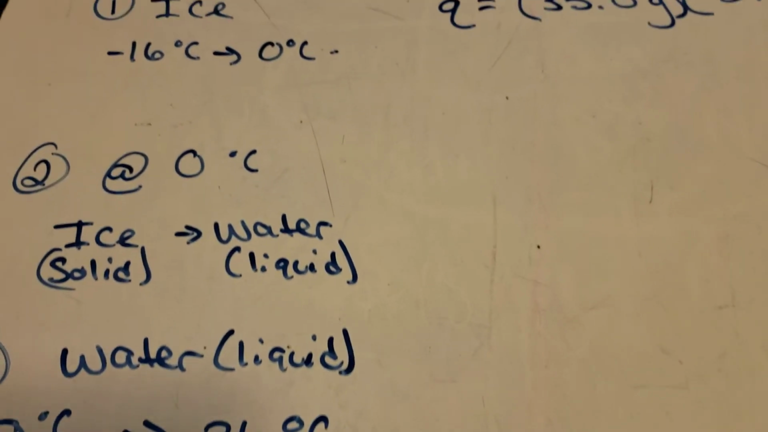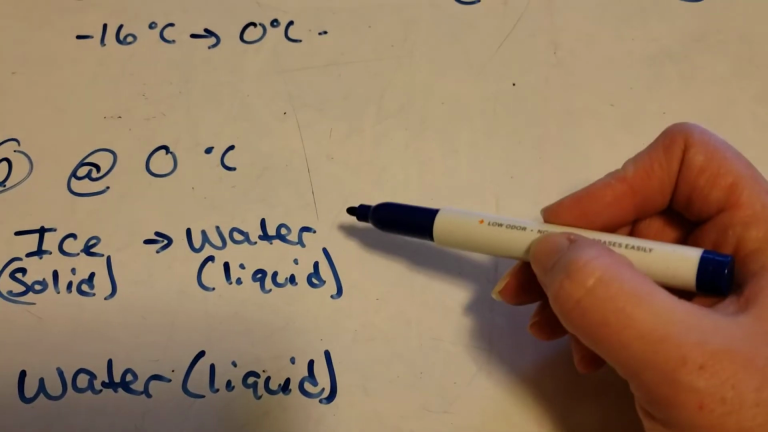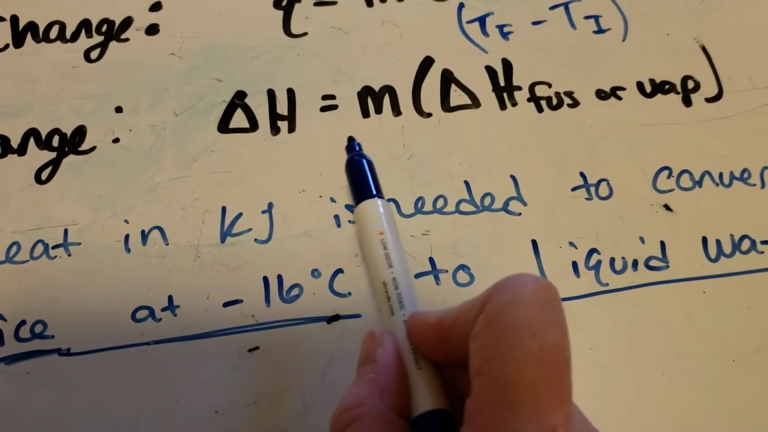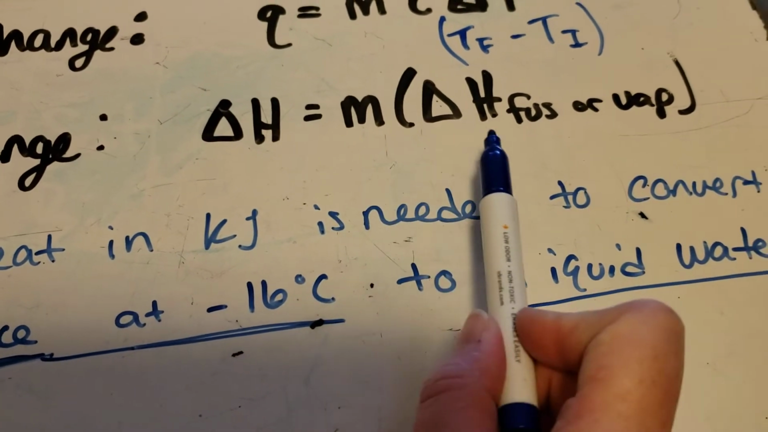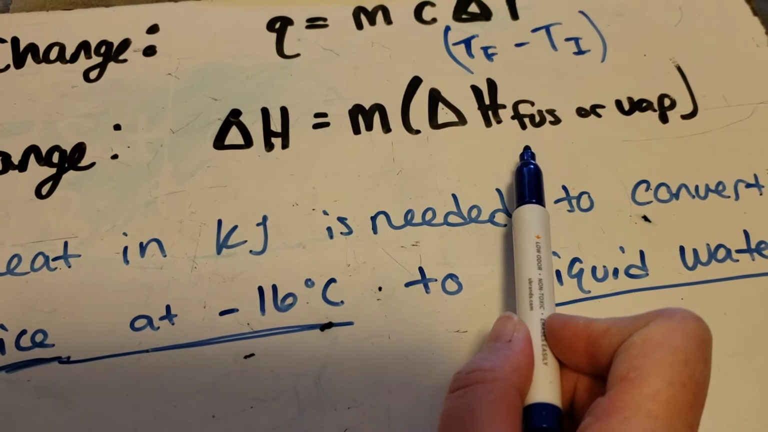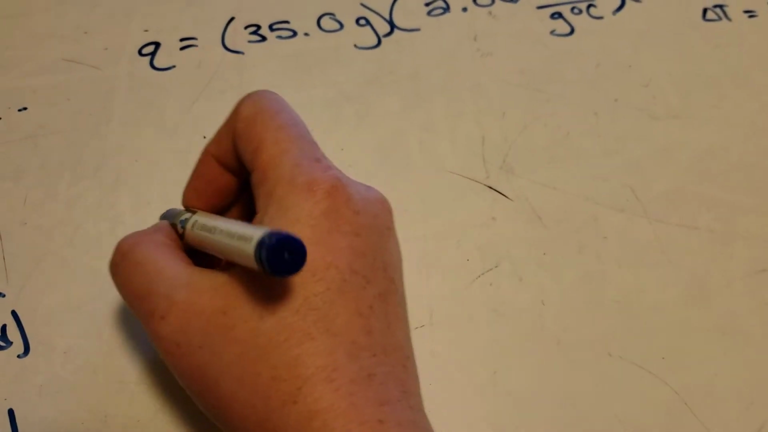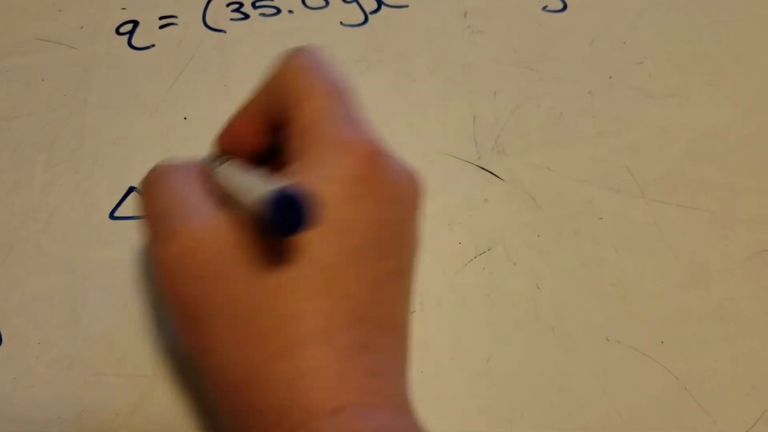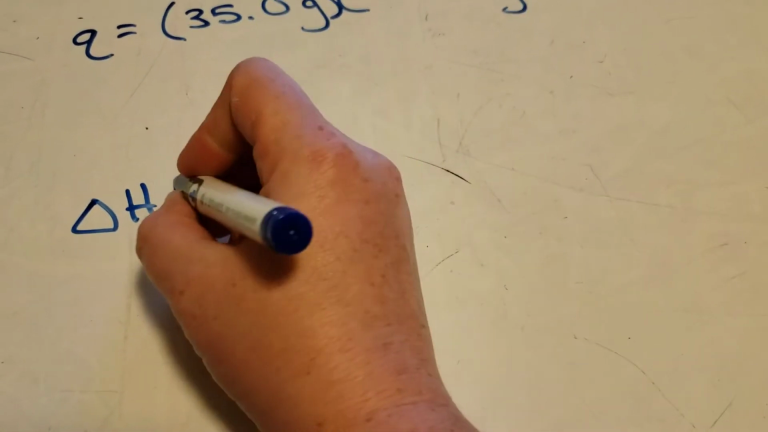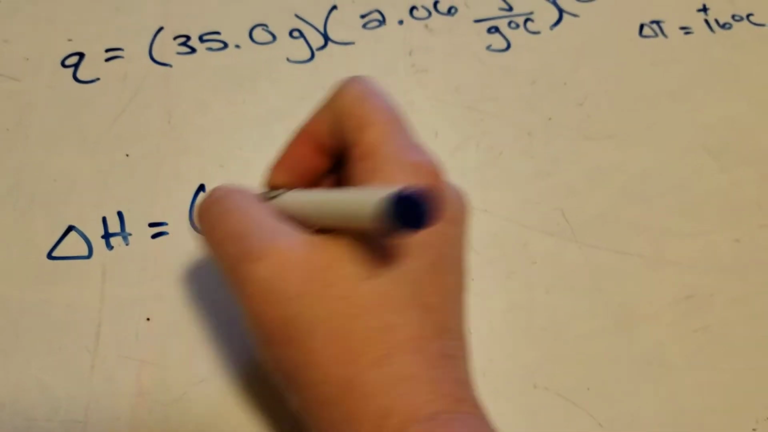All right, number 2. Since I have a phase change, not a temperature change, I have to use delta H, my enthalpy, equals mass times heat of fusion, since heat of fusion is the one used for solids to liquids and liquids to solids. So, again, heat of fusion is in your notes in the heat curve of H2O note page.